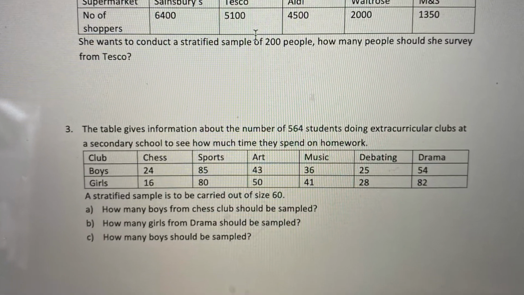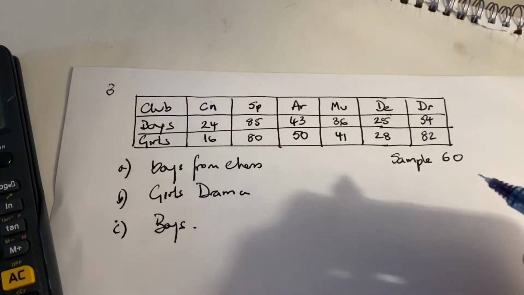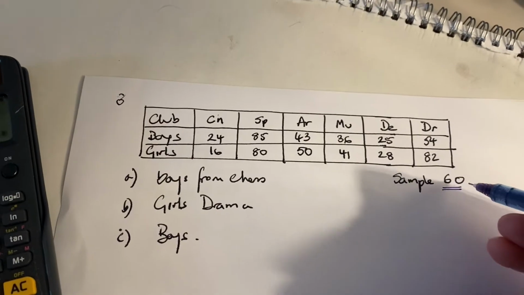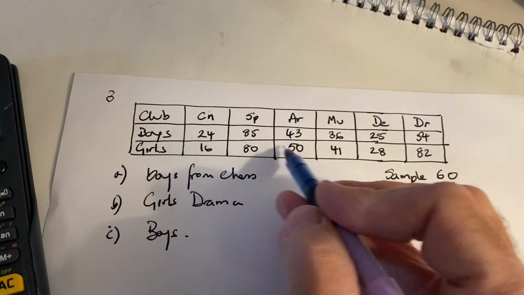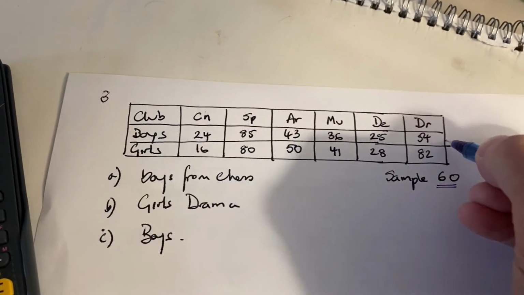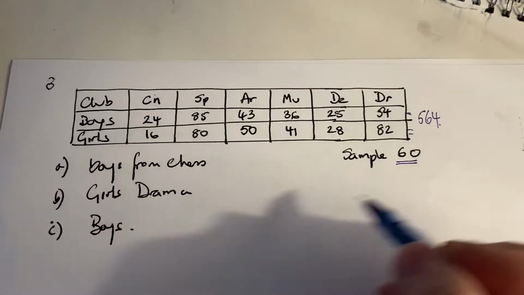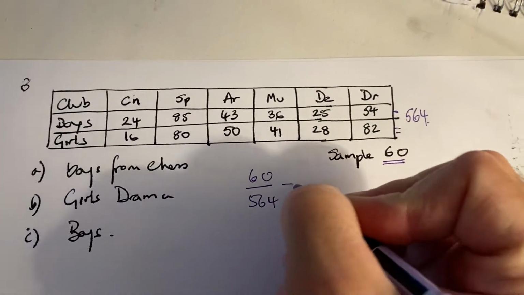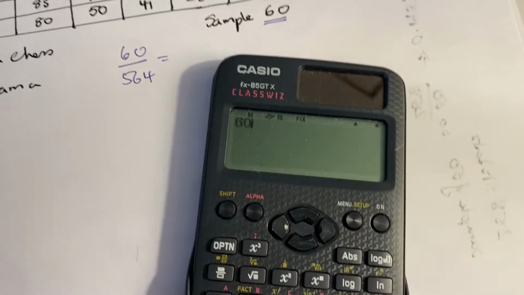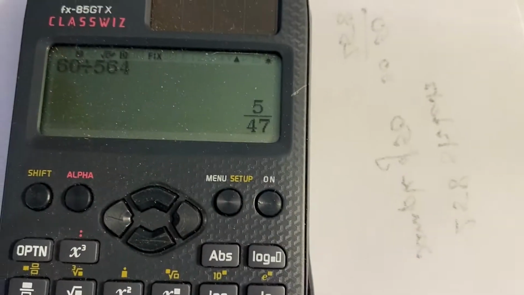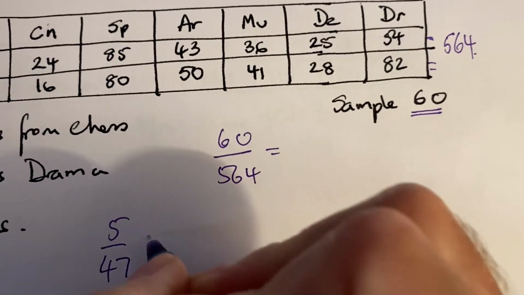So let's look at question 3 now. And here we've got different types of clubs people go to. We want a sample size of 60. They put it into a table, quite an interesting table. So I need to find out how many in total. The question actually has how many there are. It says 564, so that's already sorted for me. So my multiplier is my scale factor, as it were, 60 over 564. Awkward number, so let's just leave it as 5 over 47.